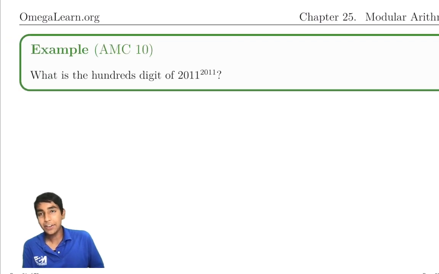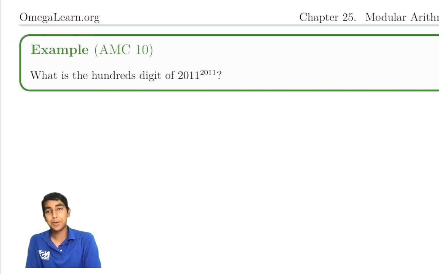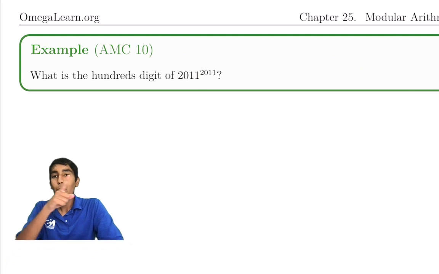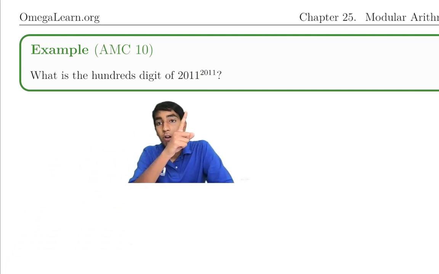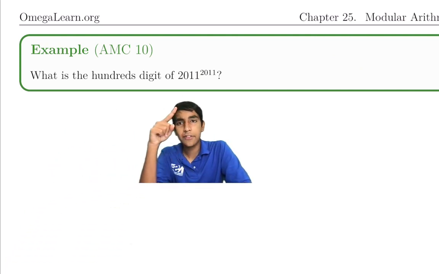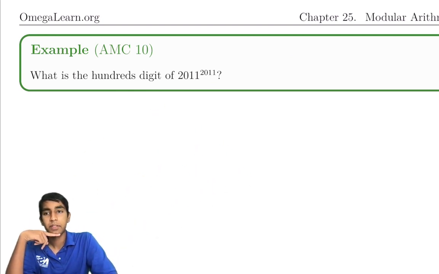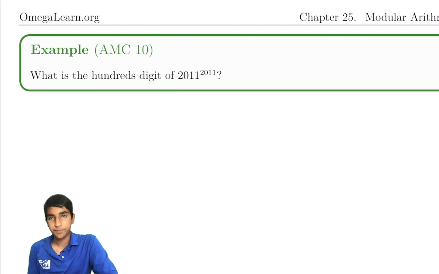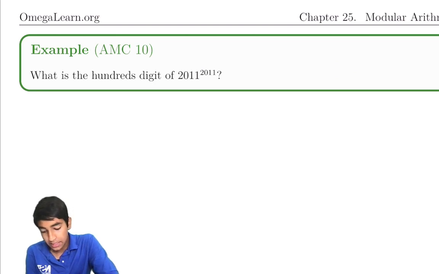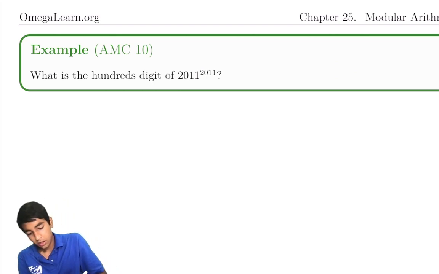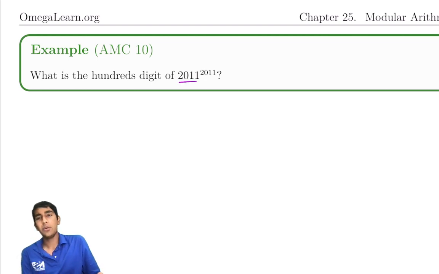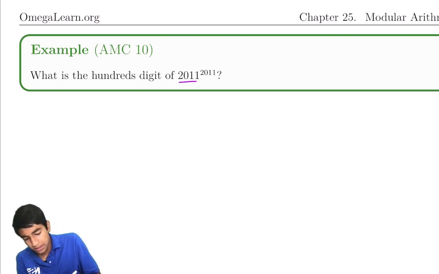Okay, so now we're actually going to be using the binomial theorem in this number theory problem here. What is the 100th digit of 2011 to the power of 2011? How do we do this? Well, the key thing to note here is the 100s digit. What does that mean? That means we're trying to find 2011 to the 2011 mod 1000.